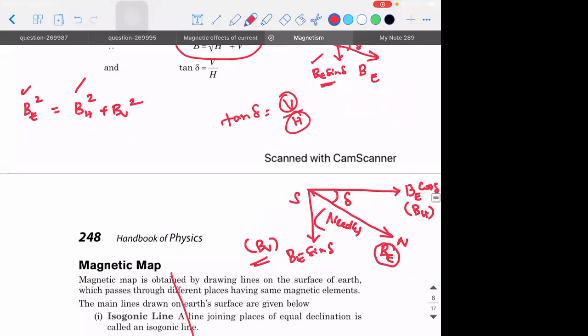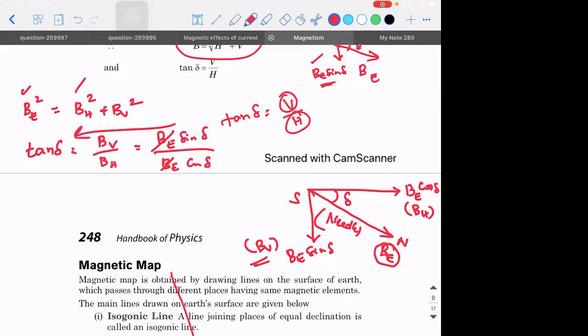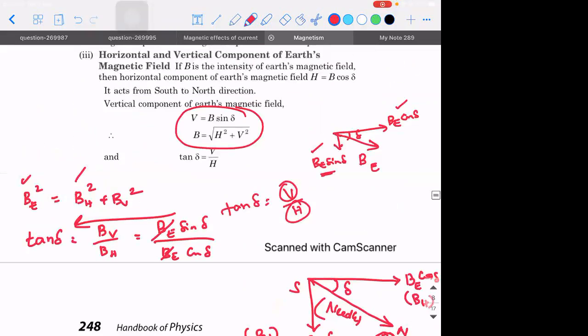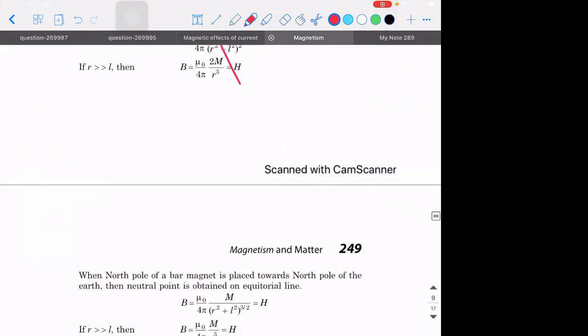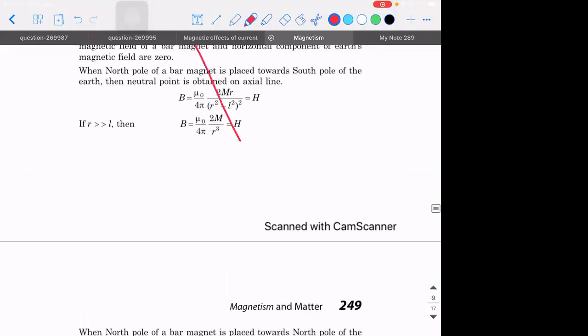Suppose they want you to calculate the angle of dip, then tan delta is given by the formula B vertical divided by B horizontal. That is the vertical component of the magnetic field to the horizontal component of the magnetic field. Because what is B vertical? B vertical is BE sin delta. B horizontal is BE cos delta. Cancel it. Sin delta by cos delta is going to give you tan delta. So any of the parameters will be given and the third will be asked. So this is all about Earth's magnetic field, and that is what we need to know.